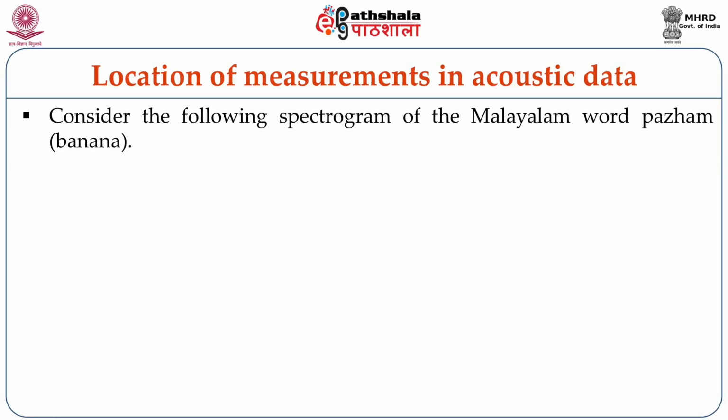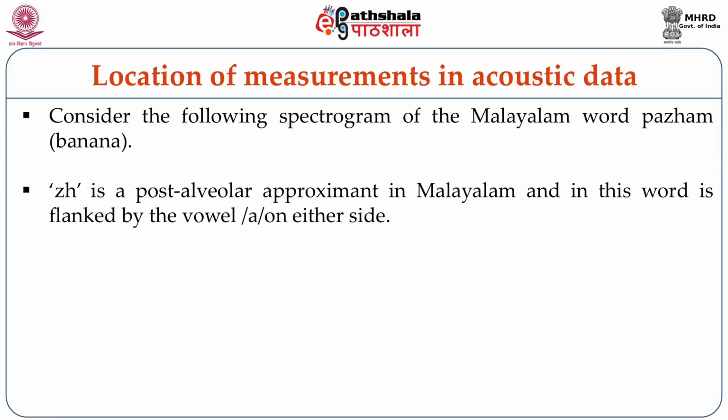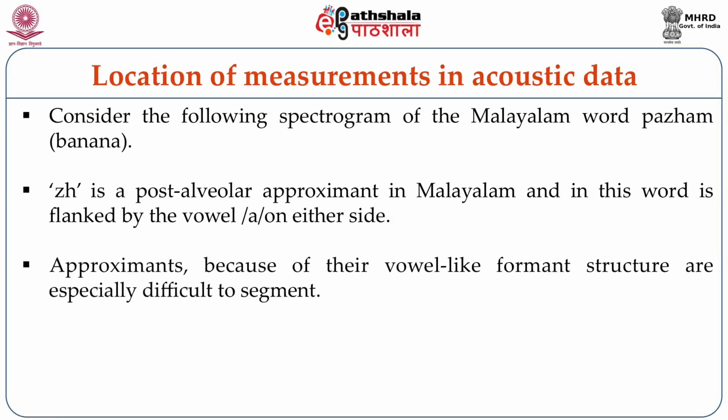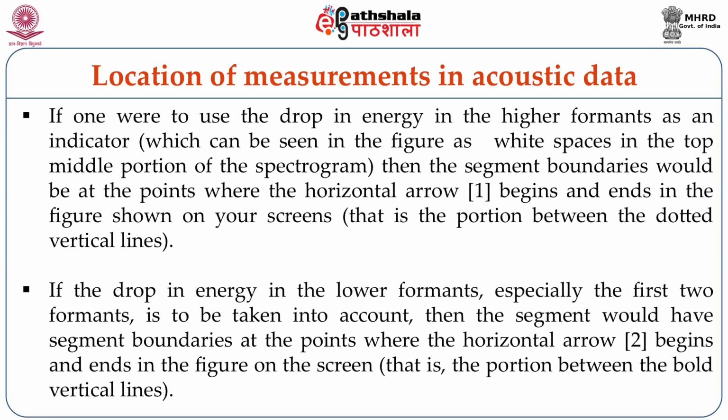Consider the following spectrogram of the Malayalam word param, which means banana. R is a post-alveolar approximant in Malayalam, and in this word is flanked by the vowel a on either side. Approximants, because of their vowel-like form and structure, are especially difficult to segment. If one were to use the drop in energy in the higher formants as an indicator, which can be seen in the figure as white spaces in the top middle portion of the spectrogram, then the segment boundaries would be at the points where the horizontal arrow 1 begins and ends.